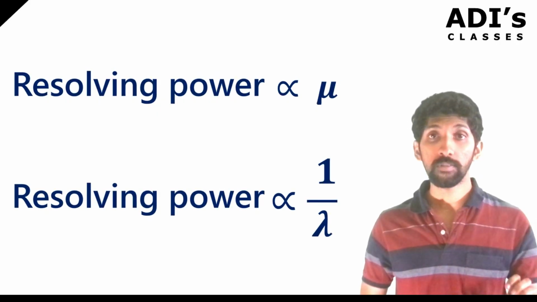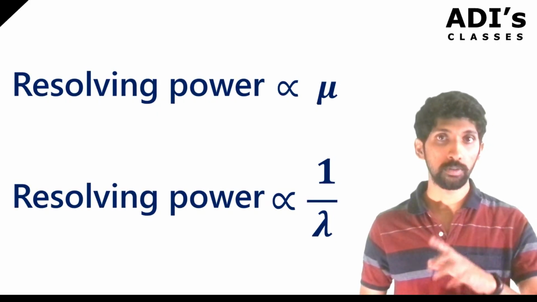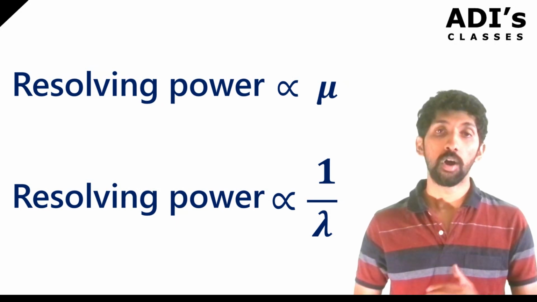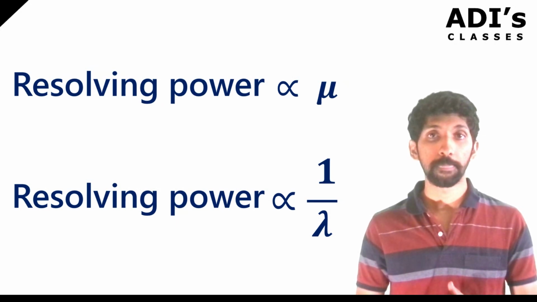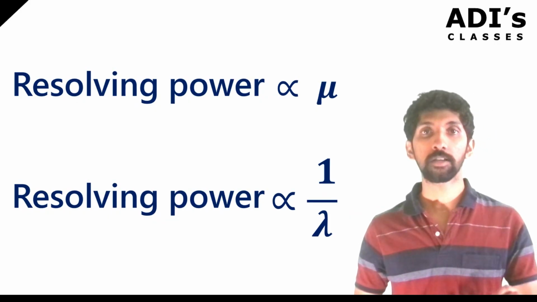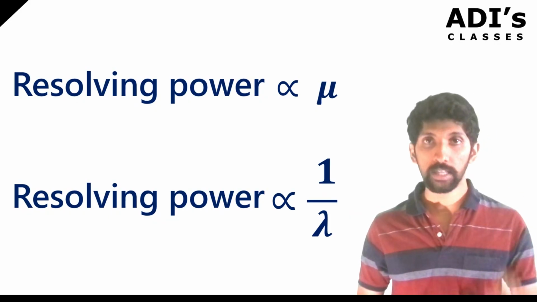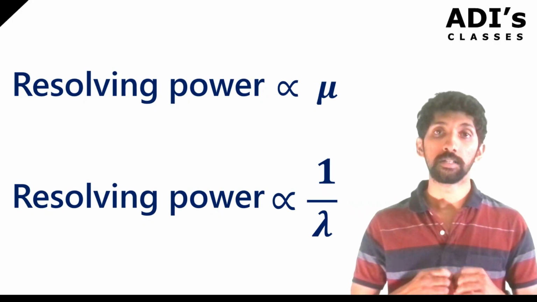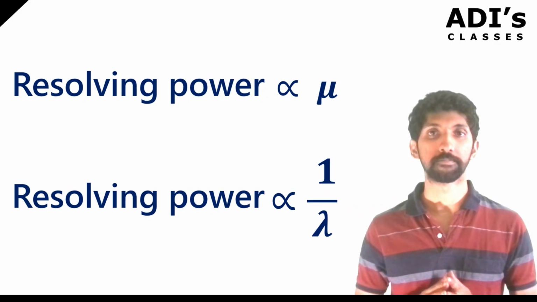And the resolving power is inversely proportional to lambda. So the lesser the value of lambda, the more the resolving power. This is the reason why we use electron microscopes. With electron microscopes, we can get lambda to be very, very small. That's the reason the resolving power of the electron microscope is extremely high.